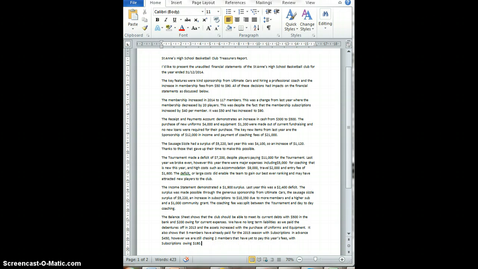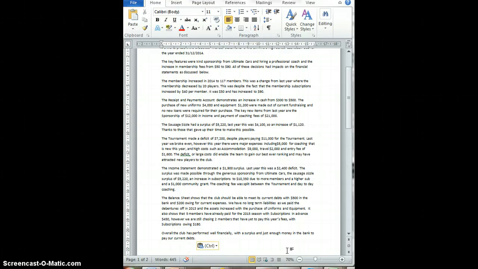Alright, so that's almost finished. Just to overall, club has performed well financially. Surplus and just enough money in the bank to pay current debts. Note that I haven't dwelt on the success of the club. That would have been done in the President's report or Chairperson's report. I haven't dwelt really on the new coaching and how that's impacted the playing. Again, that's their report, that's not our report.